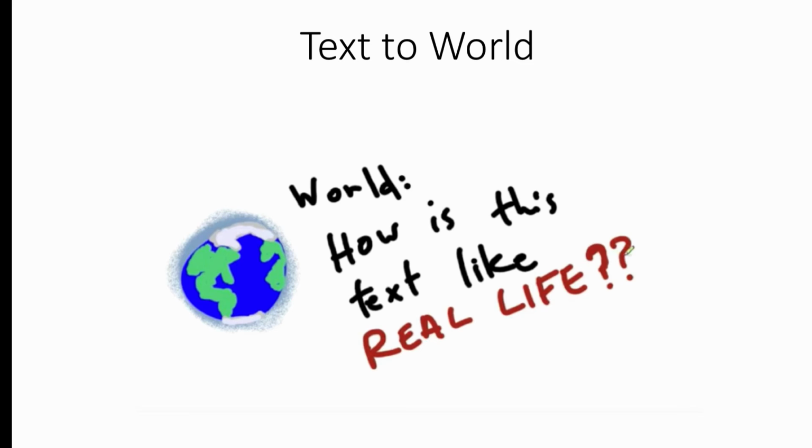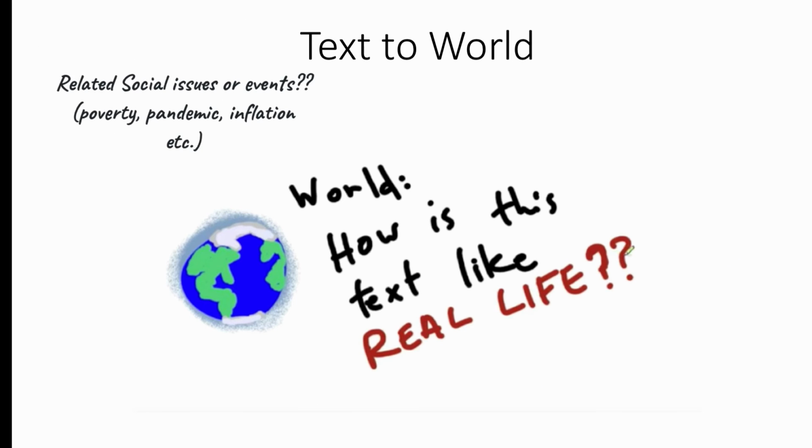Text to world. So something that is happening in the text that you're reading. Can you connect to anything you know about in the real world that has happened that's similar? For example, if the book you're reading mentions a war, you could maybe relate that to the war going on there, kind of like the war in Israel going on right now. This also means any bigger societal issues, events, or concerns going on. What you see on the nightly news.